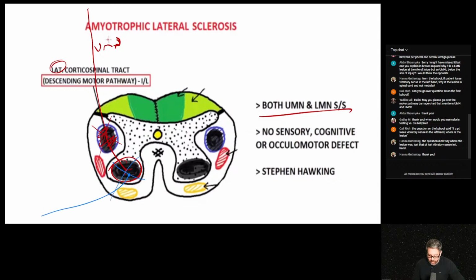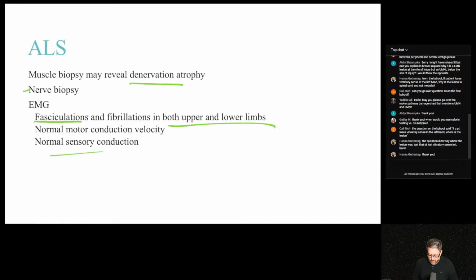And if you obliterate the anterior gray horn, there can be no synapse, so the lower motor neuron now has nothing to do. So you get both upper and lower. Here's the other important thing with ALS: no sensory, cognitive, or ocular motor defects, so the eyes are okay. Sensory is okay. Obviously, the intellect and cognition are fine. Again, just think of Stephen Hawking with regards to ALS.